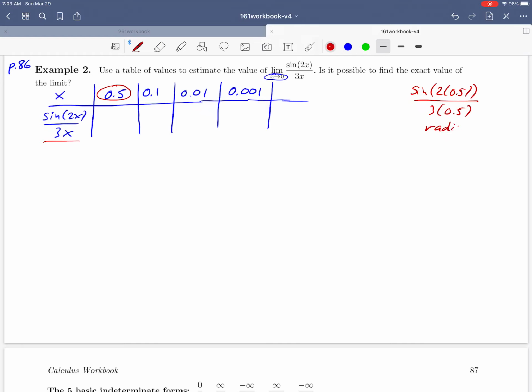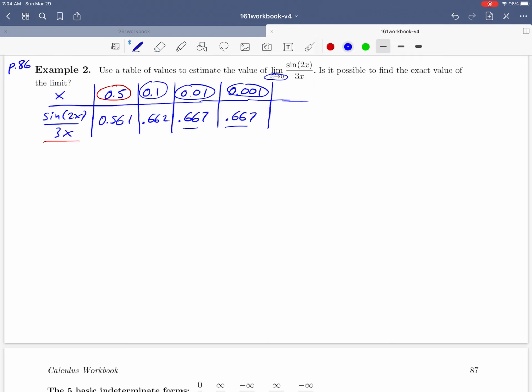Sine of 2 times 0.5 over 3 times 0.5. You can do this calculation on your calculator. Just make sure that you're in radians when you do it. That's important when we're using trig functions in a calculus class. If you do that, you should end up with 0.561 if we round it off. Then we move over to 0.1, substitute that in, and you're going to get 0.662. I'll just show you what I got when I substituted these last two in, 0.667 and then 0.667.